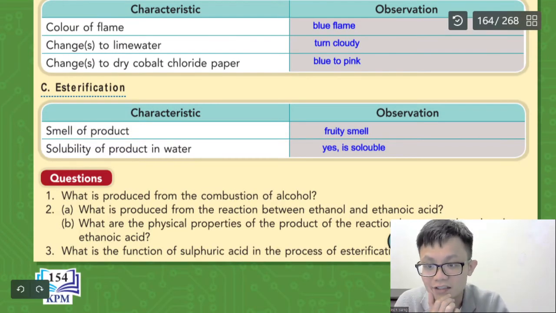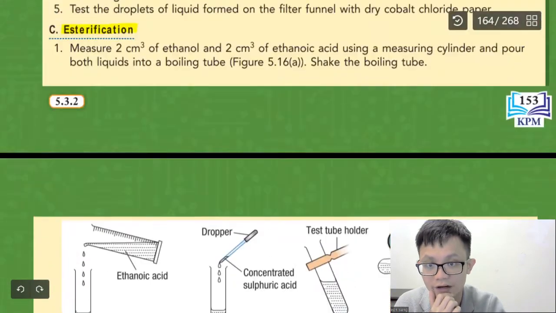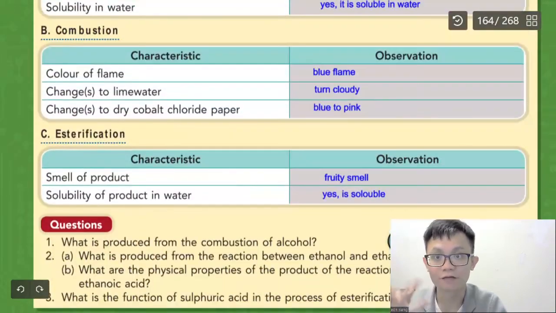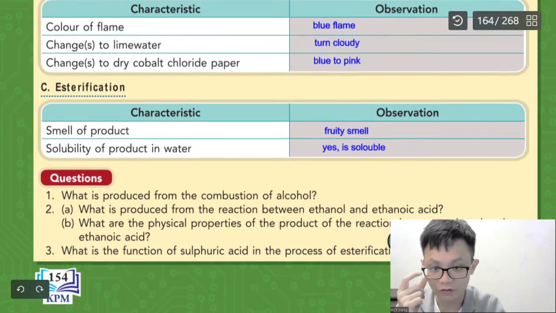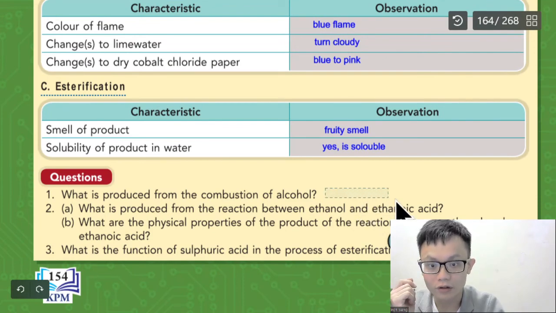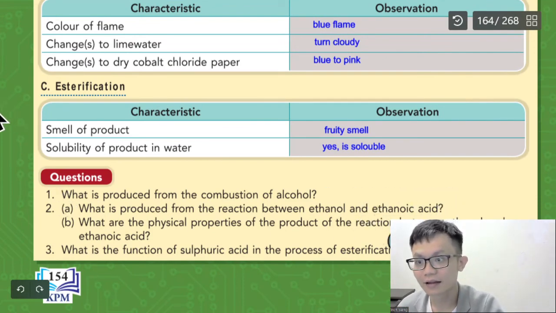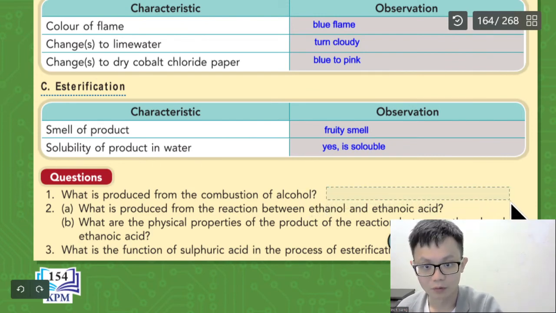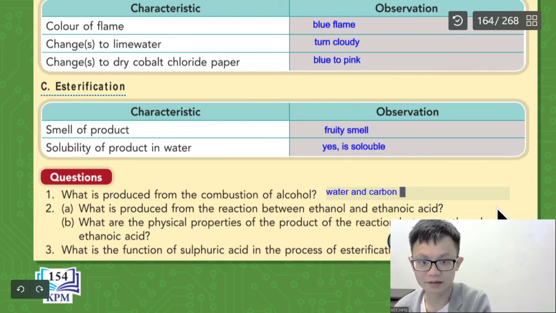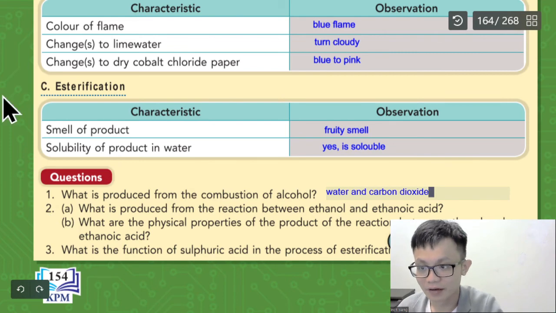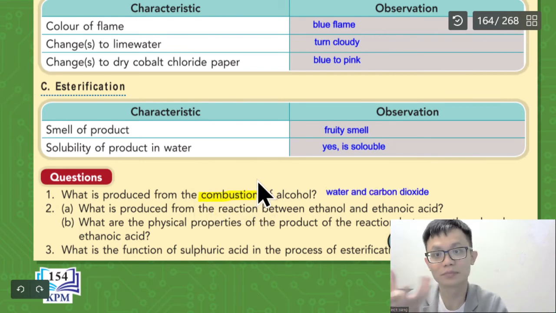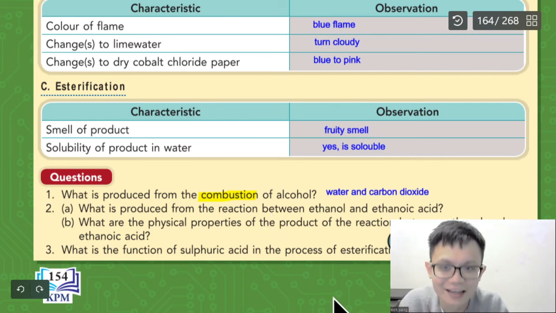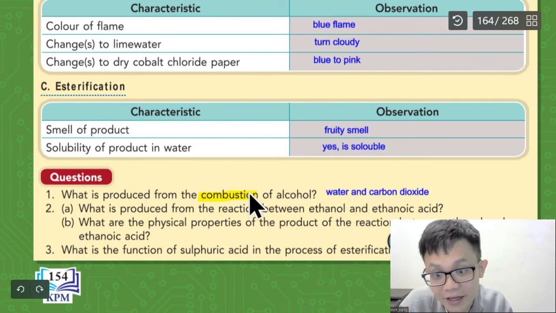Lastly, what is produced from combustion of alcohol? I already deleted the equations, remember or not? After you burn with oxygen, what do you get? You get water and carbon dioxide. Still remember or not? Water and carbon dioxide. I already said combustion means burn, means you use oxygen and produce carbon, but still students get it wrong. So be careful when you are doing this question in your exam.